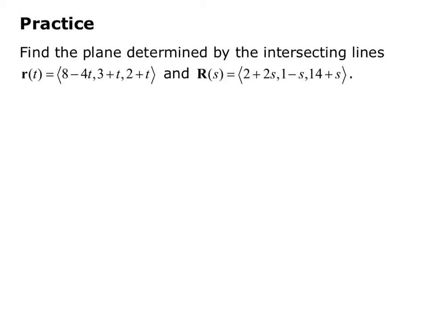So in this practice problem, we want to find the plane determined by the intersecting lines lowercase r of t equals 8 minus 4t, 3 plus t, 2 plus t, and uppercase R of s equals 2 plus 2s, 1 minus s, and 14 plus s. Now in a previous video, we actually showed that these 2 lines do intersect at a point, and we're told here that they're intersecting lines. So we know that we can determine the equation of a plane from these 2 lines.